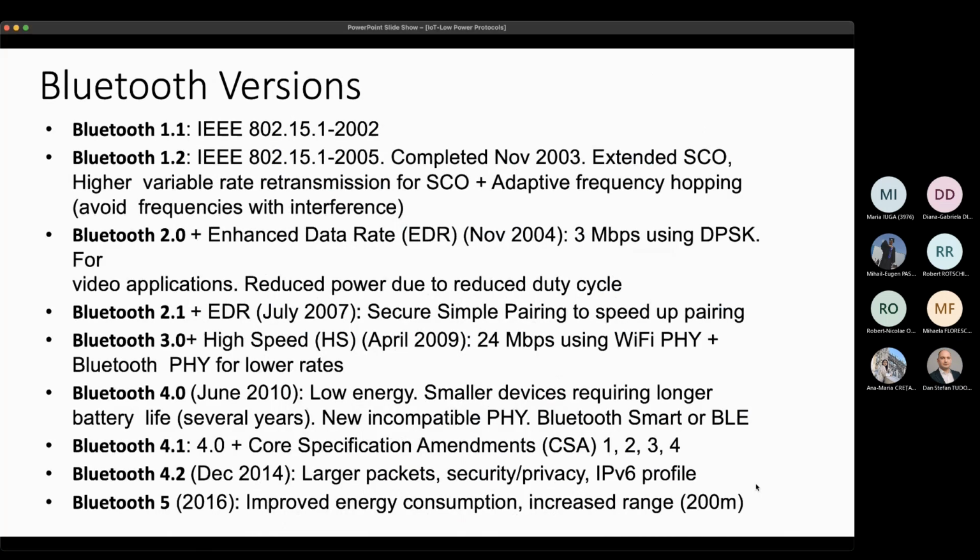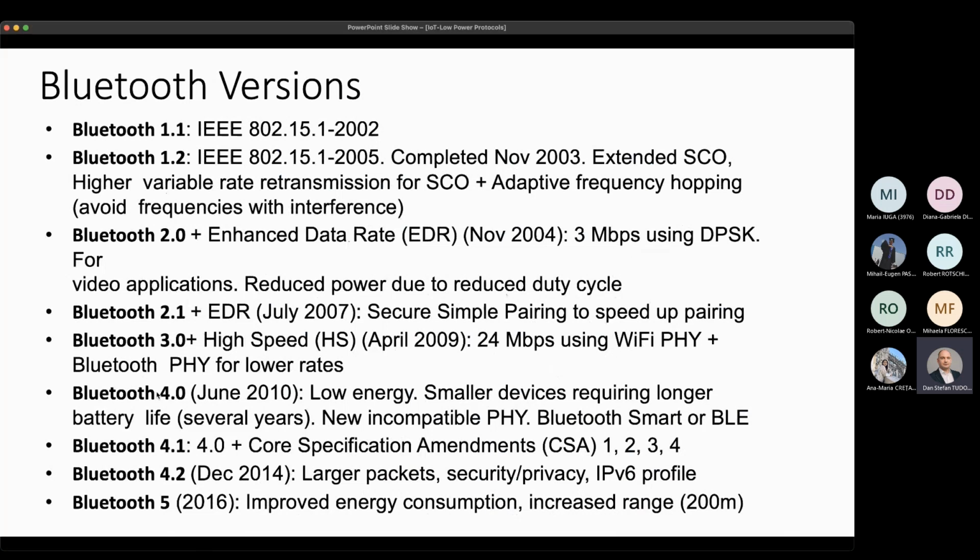Now, for Bluetooth versions, we have Bluetooth 1.1, which is back in 2002, and then different versions. Bluetooth 2.0, for example, appeared in 2004. Different coding schemes, so digital phase shift keying, for example, for transmission. It's more low power than Bluetooth 1. Then you have Bluetooth 3, high speed in April 2009. You've got roughly 24 megabits per second when you combine the scheme with Wi-Fi.